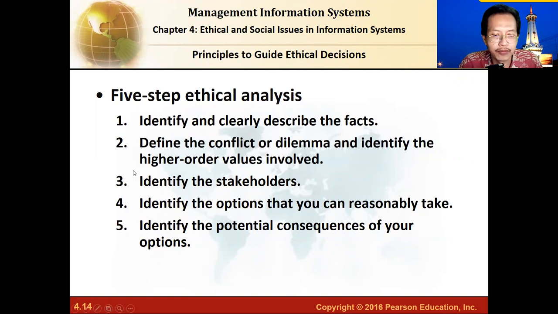And then the second one is define the conflict or dilemma and identify the higher order values involved. So what's the dilemma? The dilemma is people need Facebook, but in order to be able to use the facility, they need to somewhat open up to the world to give data and information and share the information, even private information, to Facebook, because they want to share something to their friends. That's the dilemma. But it's free. People can use the Facebook platform for selling products. It's free to use, but they are paying with their privacy because they're giving data to Facebook.